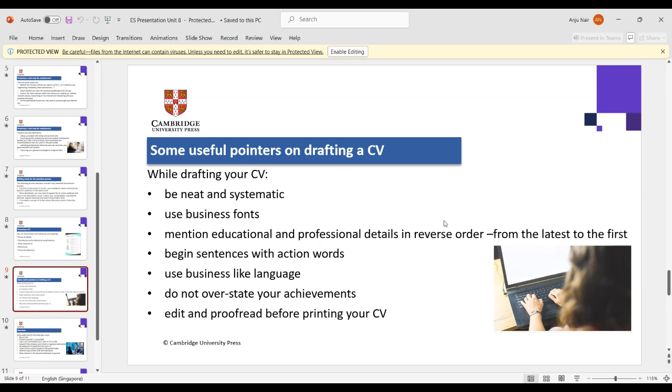Then do not overstate your achievements. Use business language, that is formal language, a language which is very formal. Do not overstate; be minimal. Then edit and proofread. These days so many things are available, the templates are available, and you even get the content.